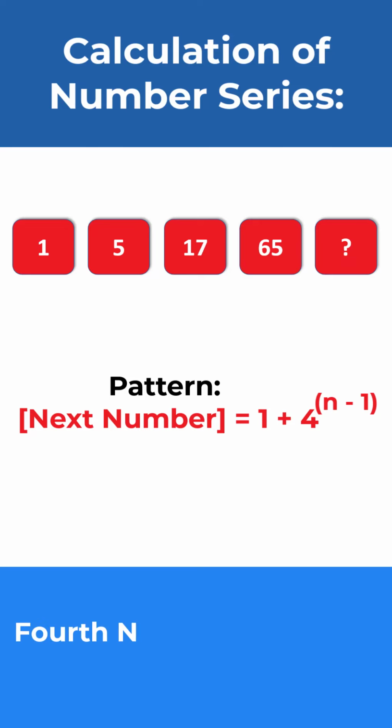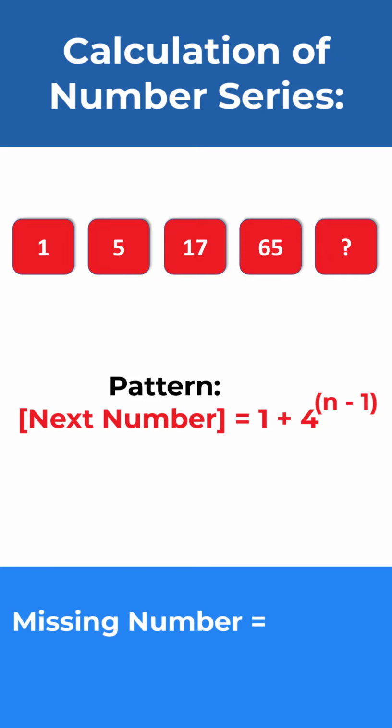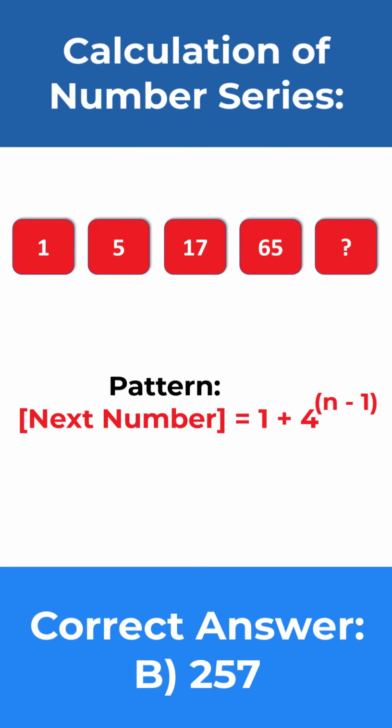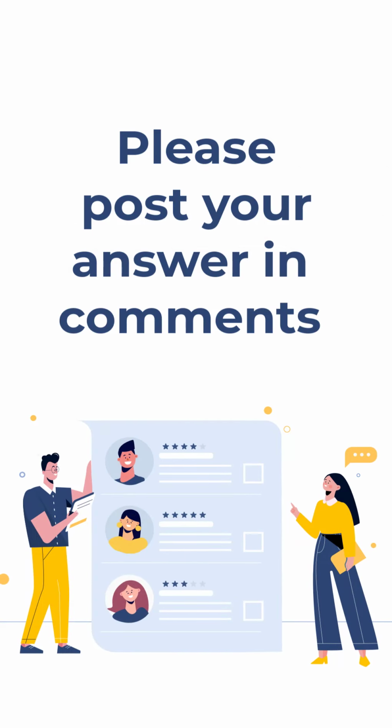The fourth number is calculated as 1 plus 4 to the power of (4 minus 1), which equals 1 plus 64 and equals 65. And the missing number is calculated as 1 plus 4 to the power of (5 minus 1), which equals 1 plus 256, which equals 257. So the correct choice here is choice B, 257. Hopefully you've nailed this question and now know how to solve similar problems on the test.